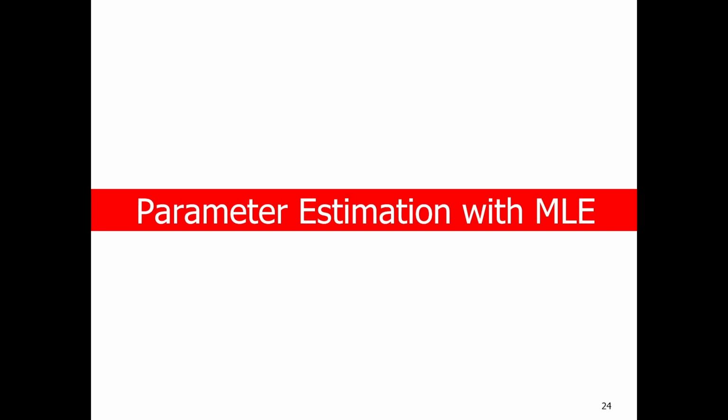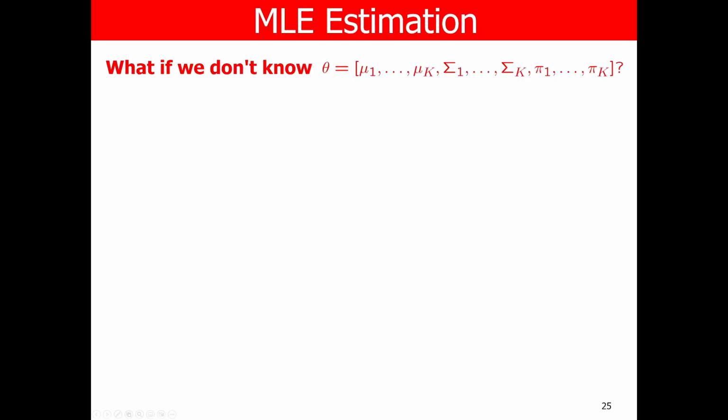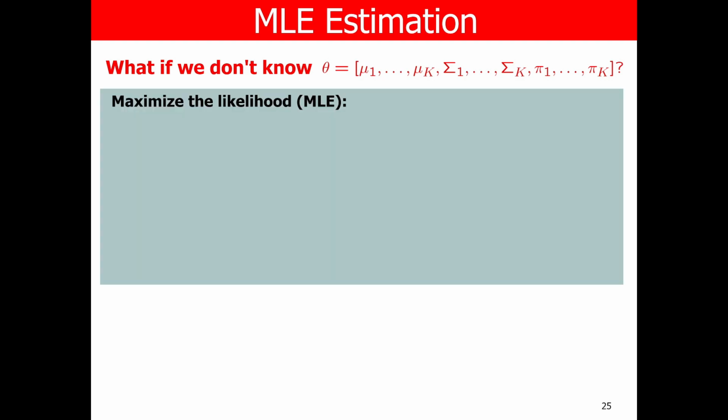So far, we assumed that the parameters of the mixture of Gaussians model are all known. Now, let's investigate how we can learn these parameters from our data. So what can we do if we don't know the parameters? We could try to do a standard maximum likelihood estimation.